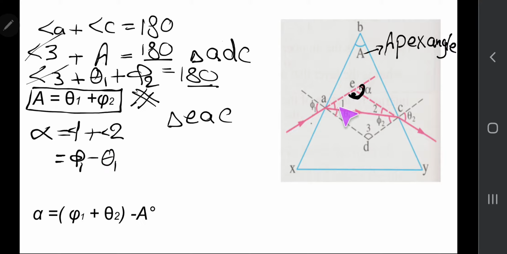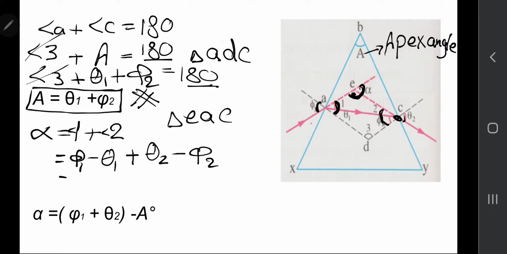Why? Because this is a straight line and that is a straight line, so this whole angle equals that whole angle. So angle phi 1 equals angle 1 plus theta 1. So angle 1 equals phi 1 minus theta 1, and angle 2 equals theta 2 minus phi 2. This is a perpendicular line, and this straight line intersects at a point, so angle theta 2 equals this angle. Theta 2 equals angle 2 plus phi 2, so angle 2 equals theta 2 minus phi 2.